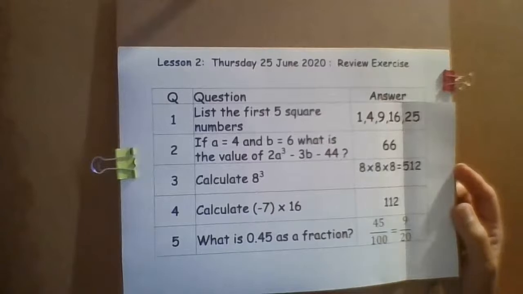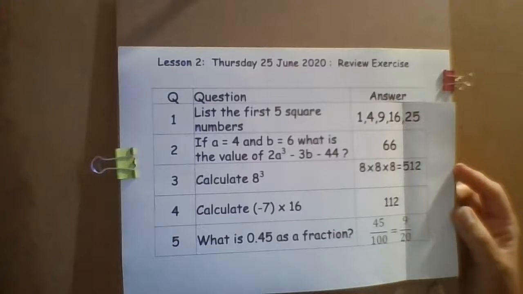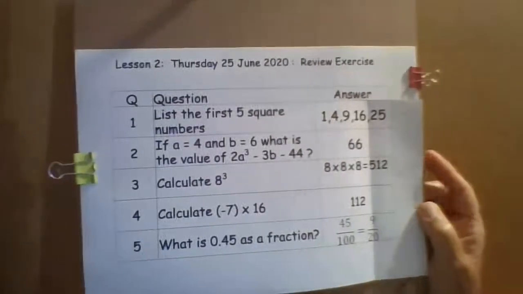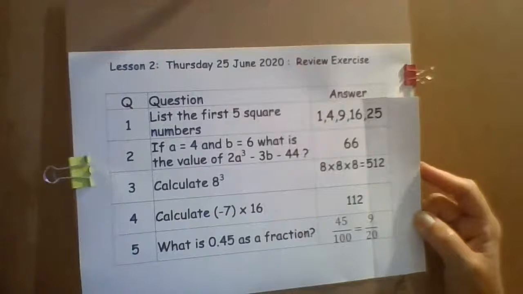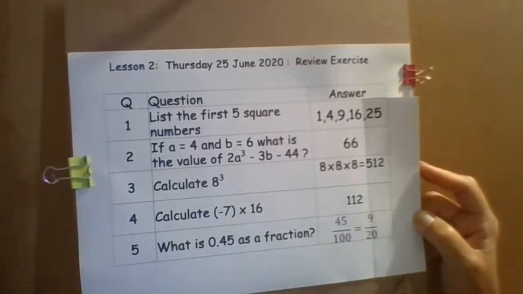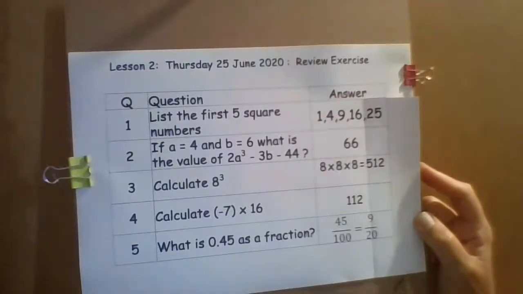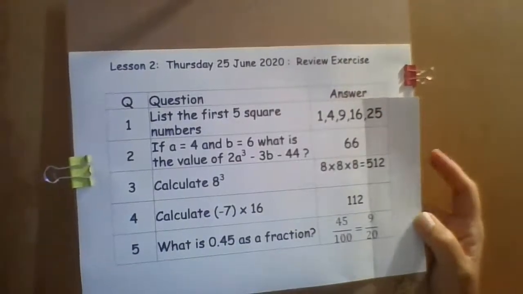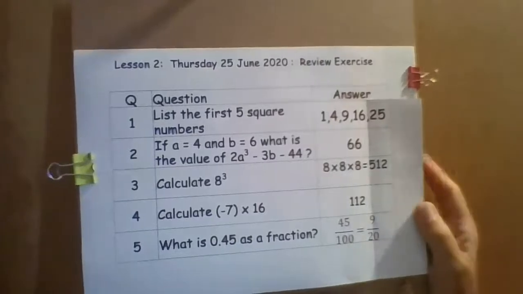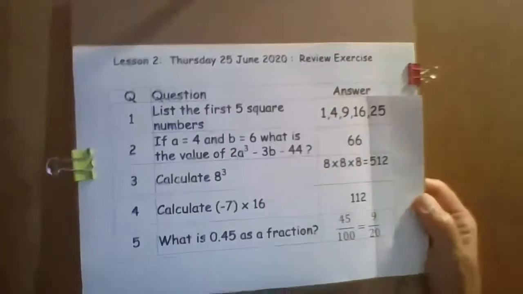Negative 6 multiplied by 16 gives us 112. And finally, 0.45, we're converting a decimal into a fraction. We get 45 over 100. And then we can simplify that down to 9 over 20. Excellent. So I hope you've marked them. I'd be really interested if you want to pop any marks in the live stream so I know how you're getting on. I'm now going to put on your questions for today.